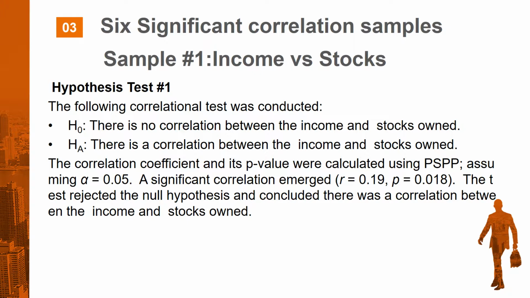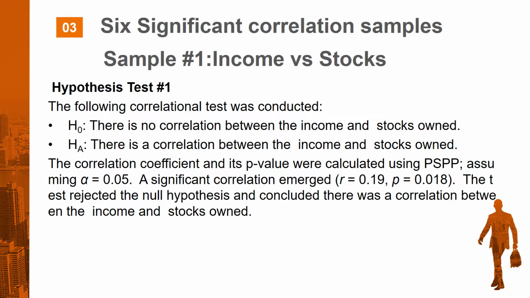What is the result here? What did we find here? We found a significant correlation. The correlation coefficient and its p-value were calculated using our beautiful, easy to learn, user-friendly PSPP statistical tool of analysis. And we assumed our level of alpha to be 0.05.